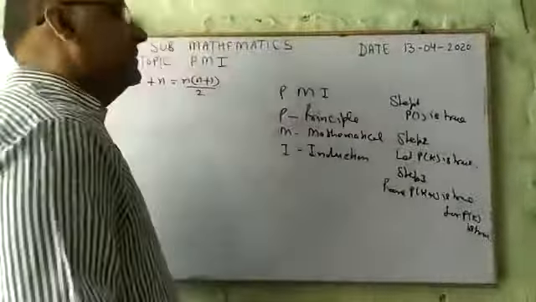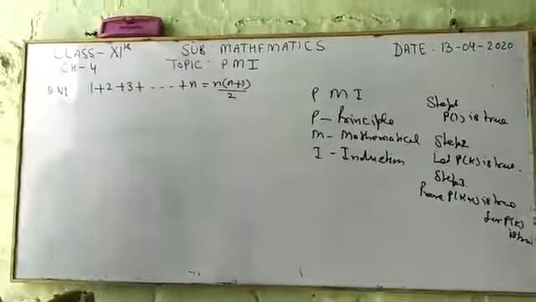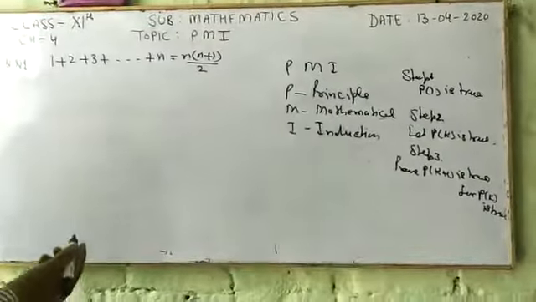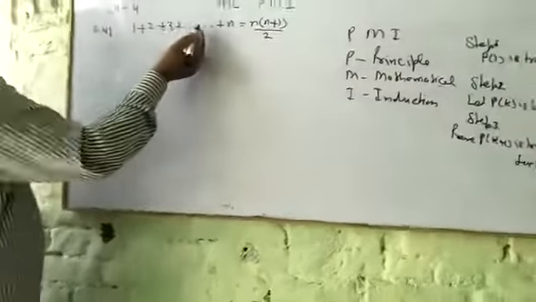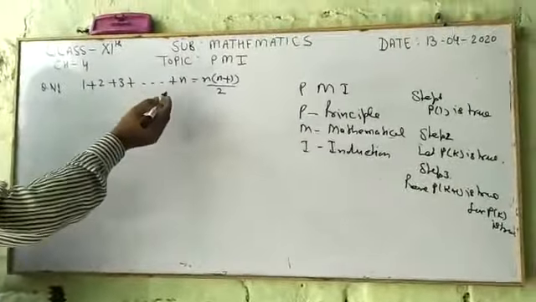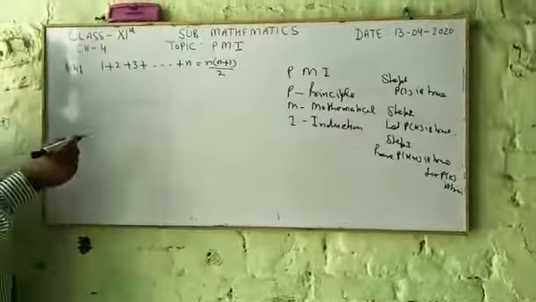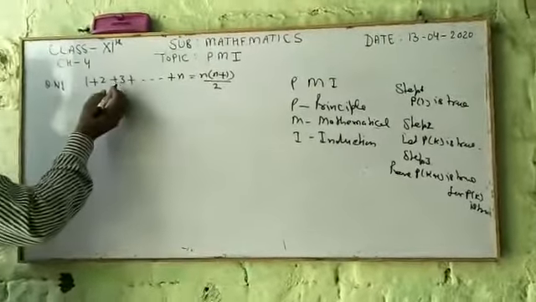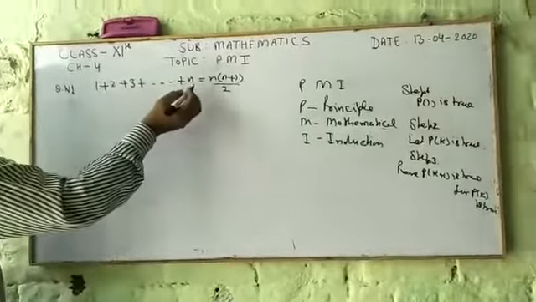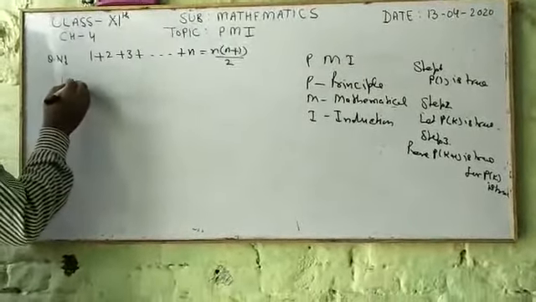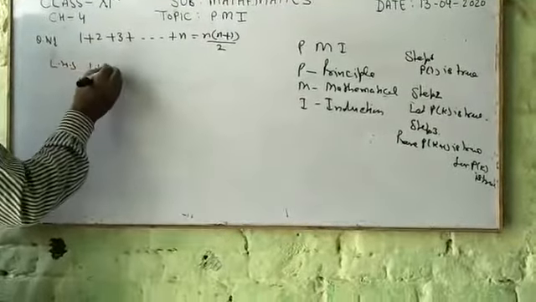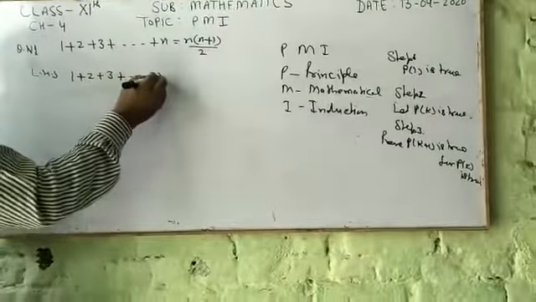So students, these chapters should be solved carefully. We are taking the statement 1 plus 2 plus 3 up to n equals n into n plus 1 upon 2. We are taking the left hand side, 1 plus 2 plus 3 up to n.